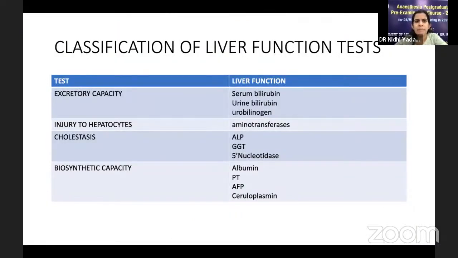Liver function tests can be classified as tests which help us know about the excretory capacity of the liver, the biosynthetic capacity of the liver, any injury to the hepatocytes, and cholestasis. Excretory capacity of the liver can be judged by serum bilirubin levels, urine bilirubin levels, and urine urobilinogen levels. The biosynthetic capacity of the liver is assessed by albumin levels, prothrombin, alpha-fetoprotein, and ceruloplasmin. Injury to the liver can be gauged by doing the aminotransferase levels, which are AST and ALT. And cholestasis can be diagnosed by doing alkaline phosphatase level, gamma glutamyl transpeptidase levels, and 5' nucleotidase levels.